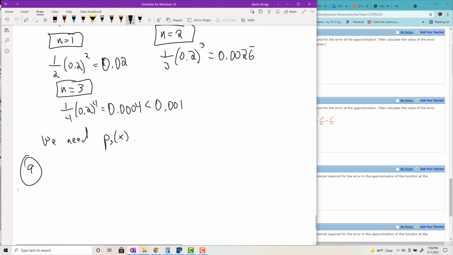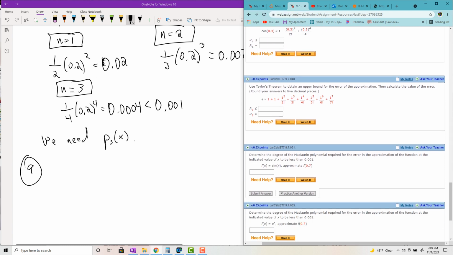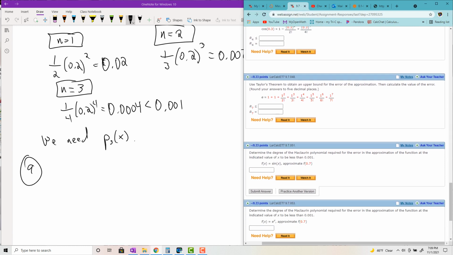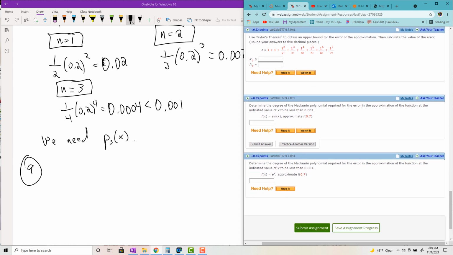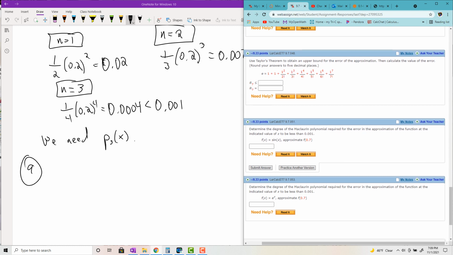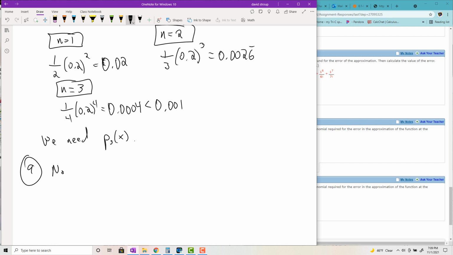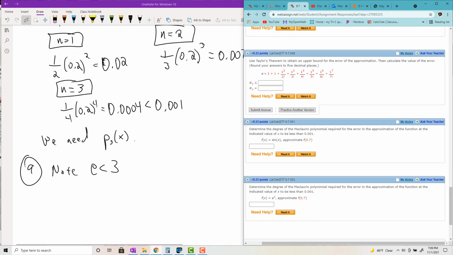So for the sine functions, sine and cosine, the max of the n plus first derivative will always be 1. But for something like e to the x, the max of the derivative, you're going to suppose that is just 3. Note first off that e is definitely less than 3. Okay, so use Taylor's theorem to obtain an upper bound for the error of approximation, then calculate the value of the error.